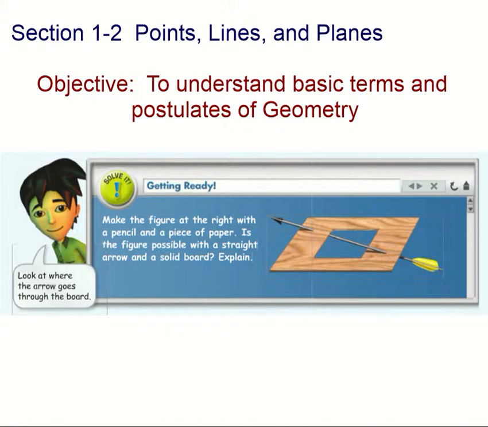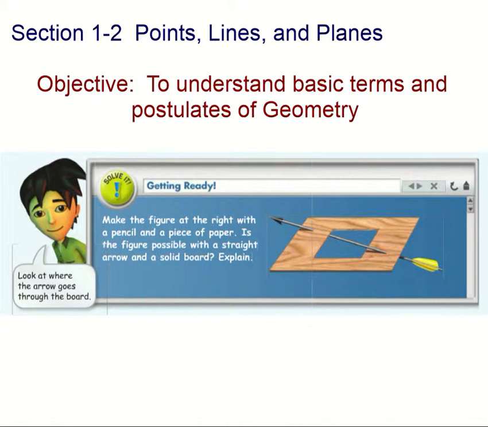As we think about this, over here we have this picture of a piece of wood and an arrow. So what I'd like you to do is look at that piece on your paper. Is this drawing possible? Think about that.